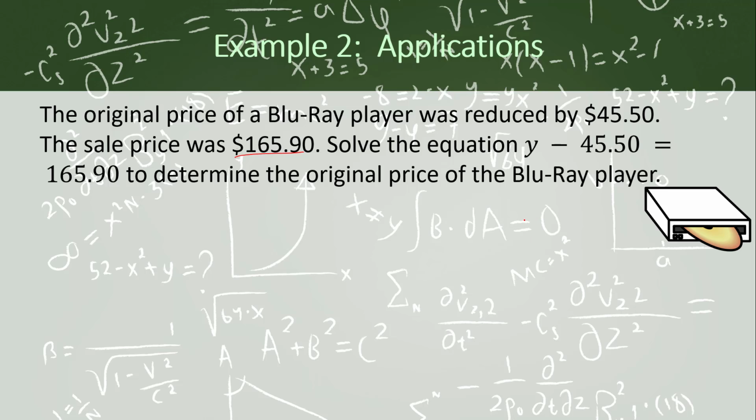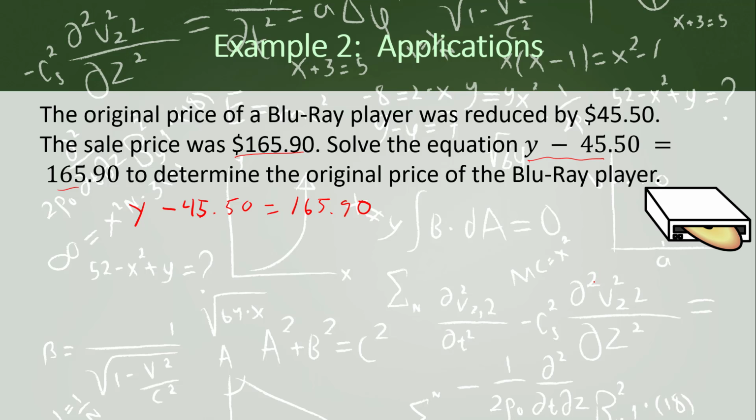Okay, so we want to determine the original price of the Blu-ray player by solving this equation. This is the equation that we need to solve: y minus 45.50 is equal to 165.90. Now what you'll notice is that this is really more of a section 2.3a problem than it is the stuff that we're talking about today. But nonetheless, we have the tools to solve this.